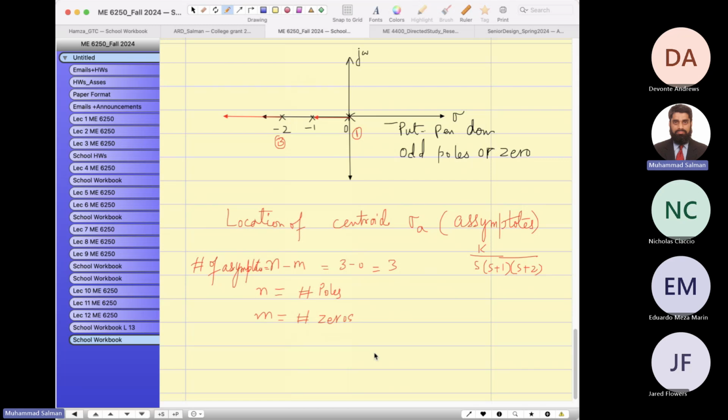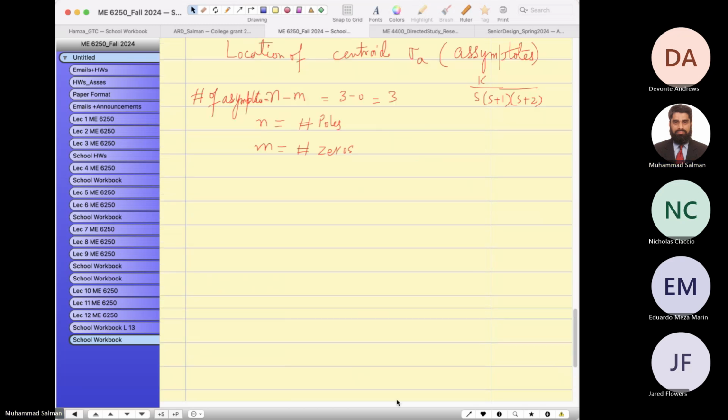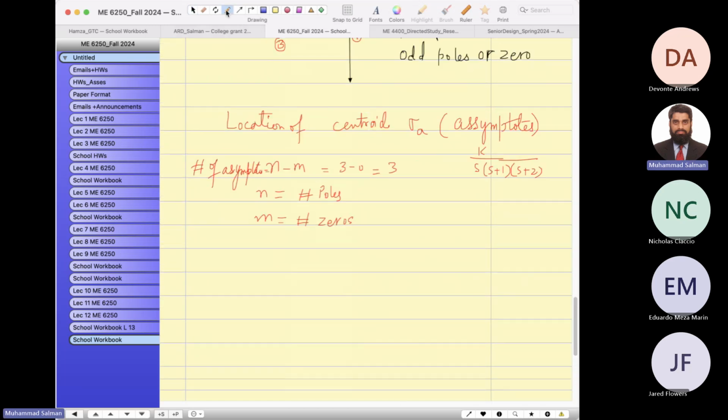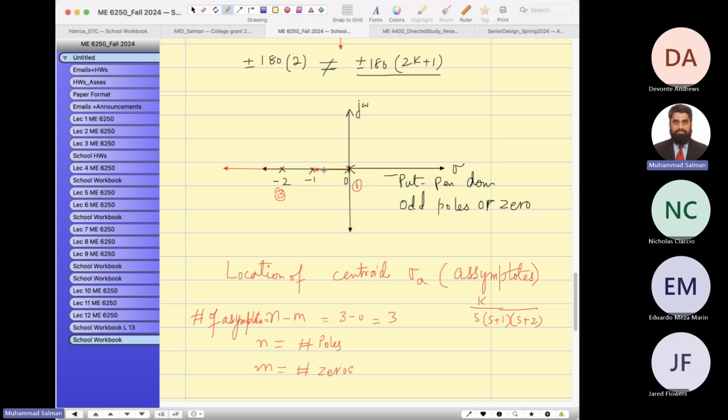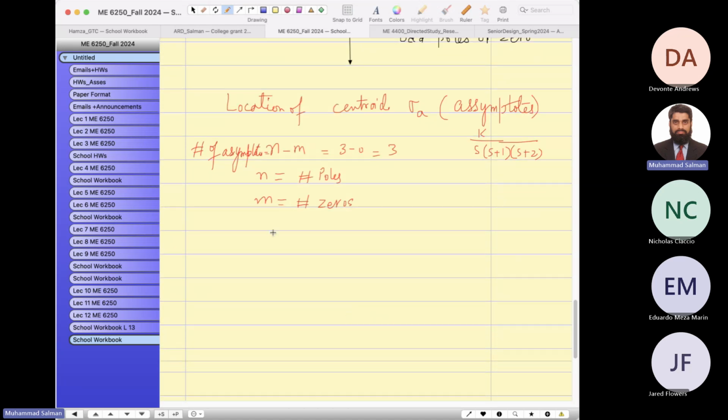And how will you locate them? Of course, they are somewhere on this line. I know that, but we don't know the exact location, and we will find it using a formula. So what does sigma A equal? Sigma A equals the summation of all the poles minus the summation of all zeros, divided by the difference of their number values.